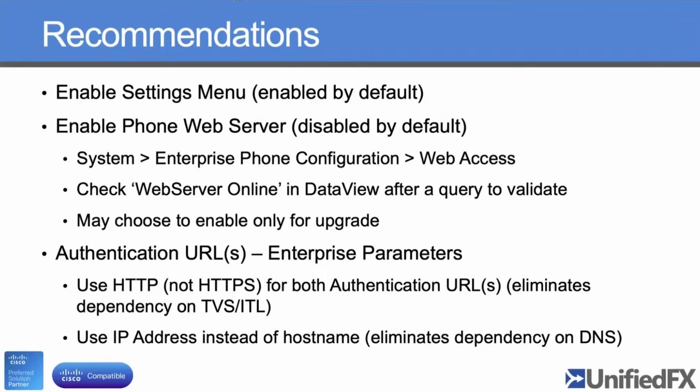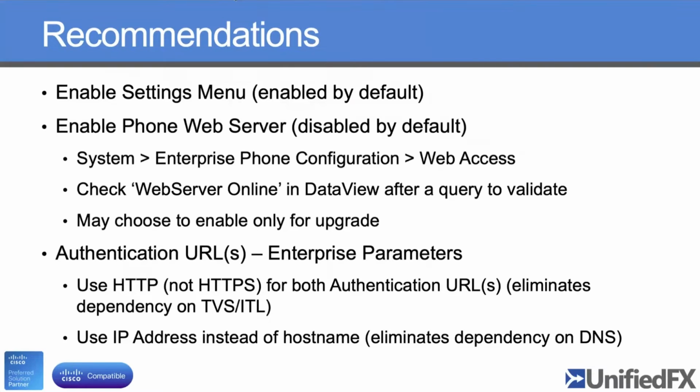And then the last main point here is the authentication URL. It's typically something you set in enterprise parameters. You can do it at the device level, but that's obviously not very typical, and you probably want to get rid of that, to be honest, and use the enterprise-level parameter. As I've touched on before, we generally recommend that you use HTTP instead of HTTPS, so make it non-secure. I'll explain all this in a minute.